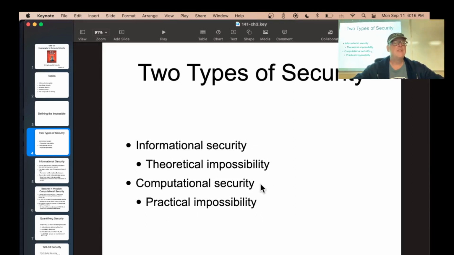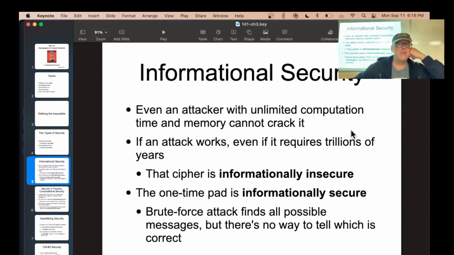What you typically have is practical impossibility, where you say, well, the fastest known algorithm would take more cycles than there was enough time to do it, so in practice nobody can get in. This is about all you really get. So informational security would mean even if somebody had unlimited computation power and time, they still couldn't get in.